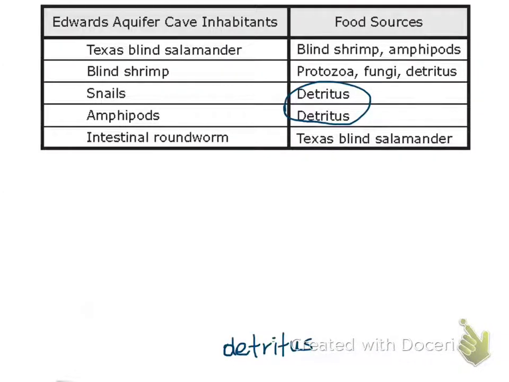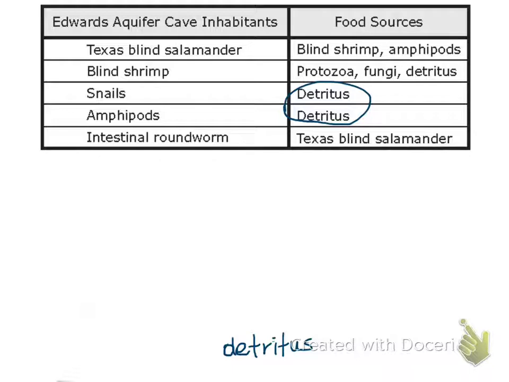So the first thing that you'll notice here is I've circled detritus in our data table. Detritus is dead, decaying matter, okay? And you can see that our snails and our amphipods eat detritus. Now, because detritus is not an organism, it is dead, decaying matter, I've gone ahead and put it down at the bottom of our food web because it cannot eat anything else. Therefore, I know it goes at the bottom. It is a food source for other things, but it is not an organism, and so it is not going to be higher on the food chain where it would be a consumer.